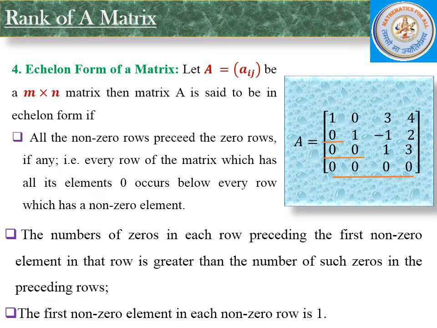And lastly, the first non-zero element in each non-zero row should be 1. As you see, in the third row the first non-zero element is 1. This is also known as the pivot. In this way, this is the equivalent form of matrix A, where the leading element is 1 in every row, and every element in that column below the leading element is 0.